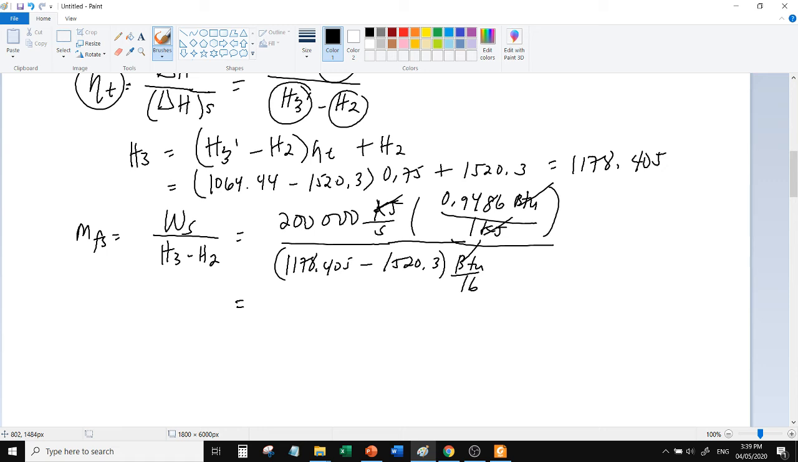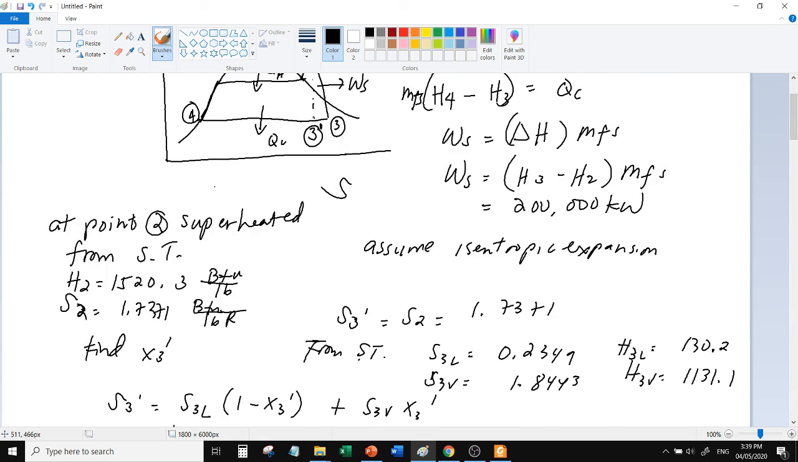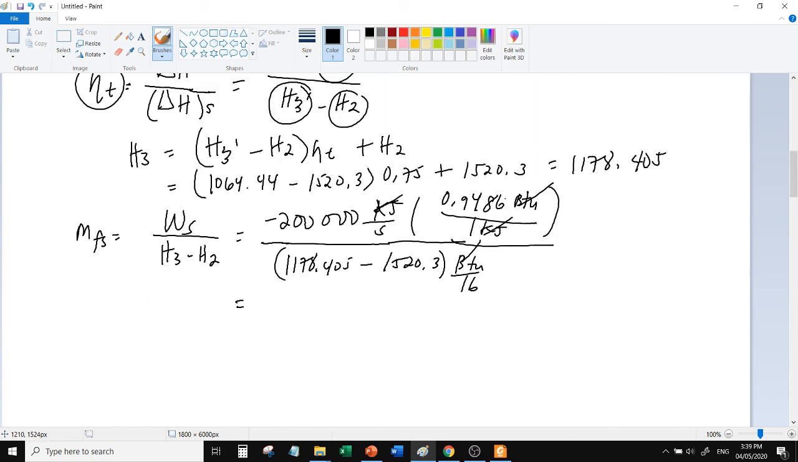Okay. By the way, magiging negative ang makuha nyo dyan kasi ang nilagay nyo ay work dapat is negative dahil this is work done by the system. Okay. Negative siya. So, work done by the system, negative. Para makuha nyo ay positive 554.53 pound mass per second. So, yan yung isa na tinatanong.